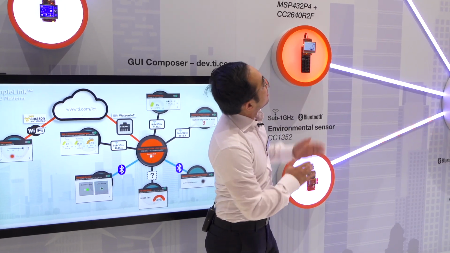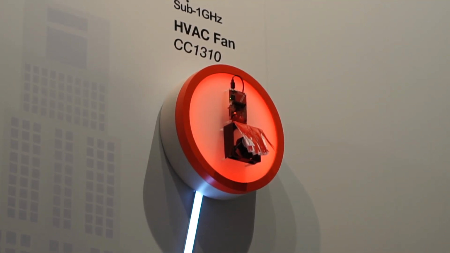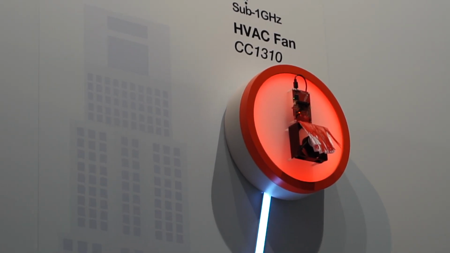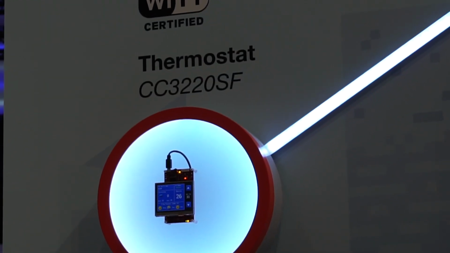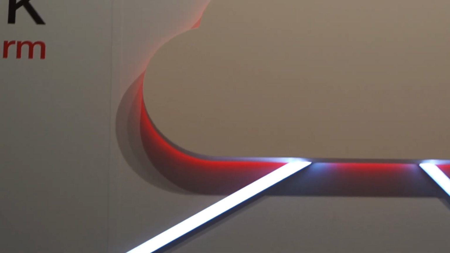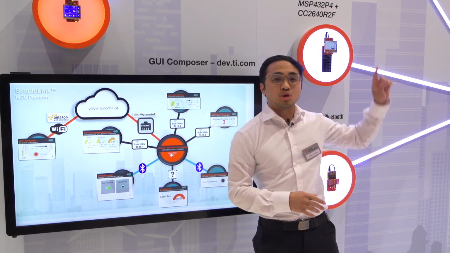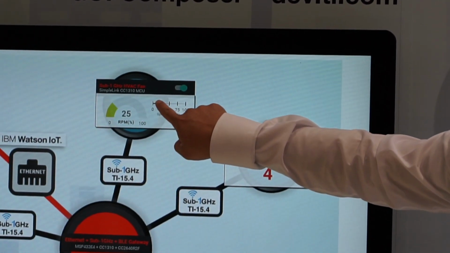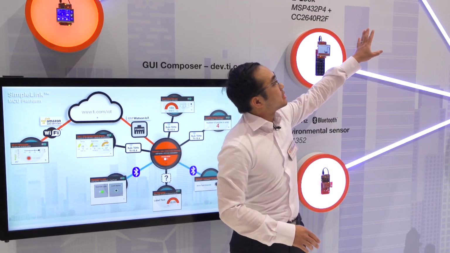In addition to this edge node, we also have a sub-gigahertz connected HVAC fan. And this is using our CC1310 product, which is a sub-gigahertz connected microcontroller. This HVAC fan is actually interfacing with a Wi-Fi connected thermostat based on our CC3220 products. This thermostat is actually interfacing to the cloud using AWS, and we're able to measure things like temperature as well as the target temperature. And based on that target temperature, we can actually control the state of that fan. So to demonstrate that, I can also override the fan speed by simply dragging this GUI element to a higher speed. And in doing so, you'll see that the fan is now spinning much more quickly.